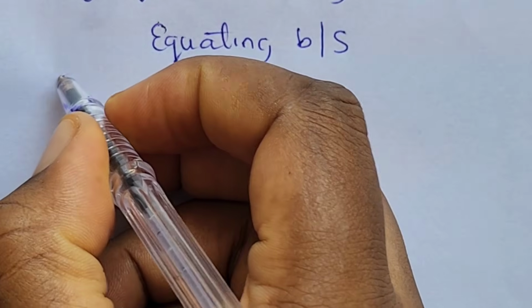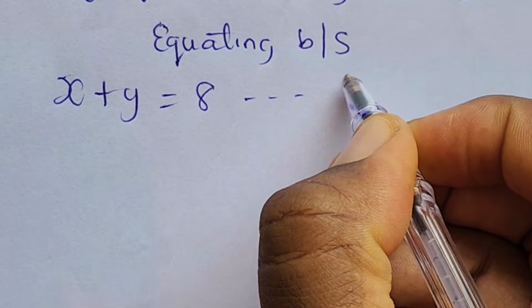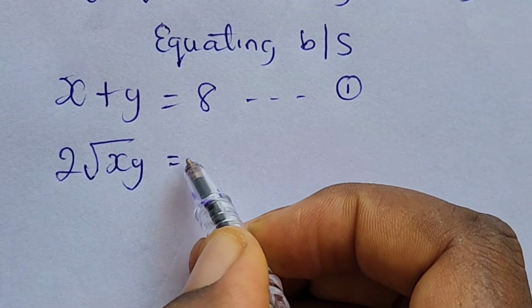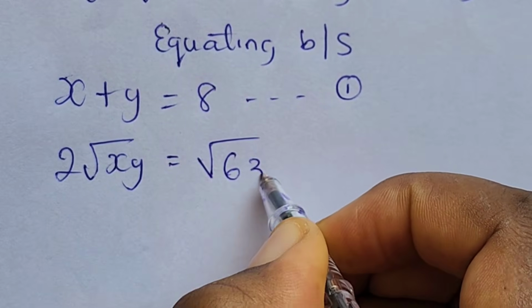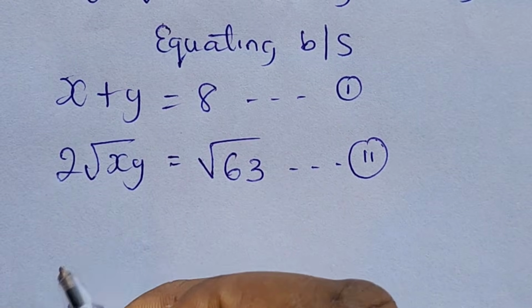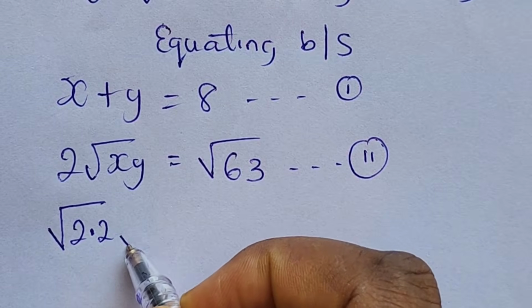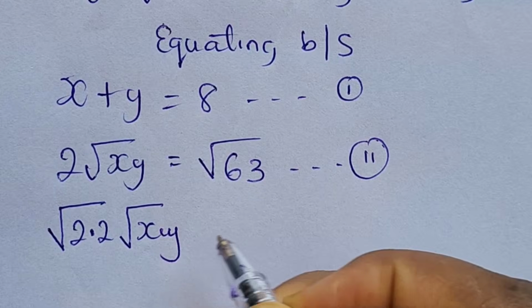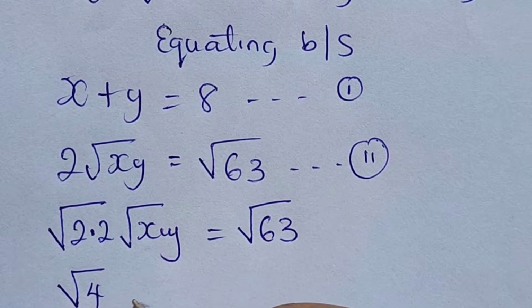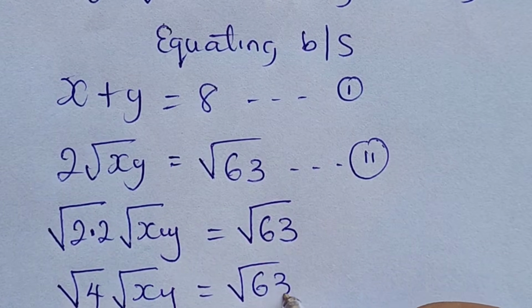So when we equate both sides, we have x plus y to be equal to 8, which is our equation 1. And we have 2 root xy to be equal to root 63, which we call equation 2. So resolving this, our 2, we can write it as 2 times 2 times root xy to be equal to root 63. So this is the square root of 4 times the square root of xy is equal to root 63.